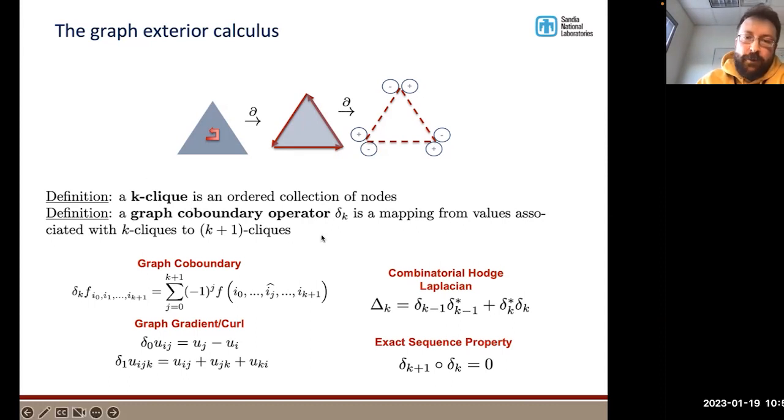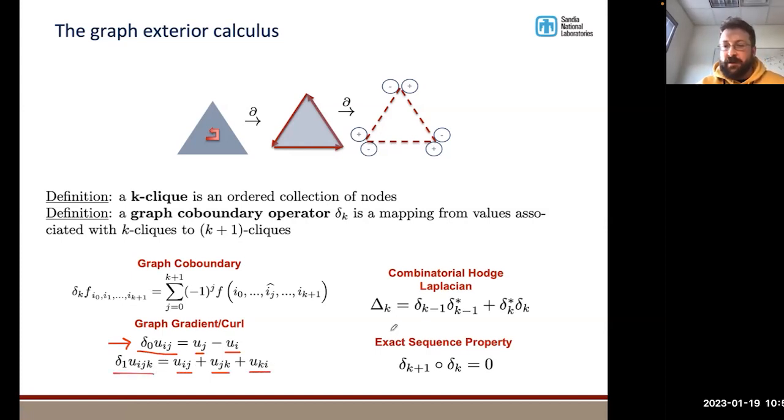Then there's something called a graph co-boundary operator, and that's something that maps from a k-clique to a k+1 clique. It's defined through this abstract formula, but this is an example of div, grad, and curl. If you evaluate this formula, you're reduced to something like this. And so when I say it maps from a k-clique to a k+1 clique, a graph gradient, which is shown here, maps from two nodal values and gives you an edge value. And similarly, this would be the graph curl. You take something that lives on edges and it maps to a three-clique.